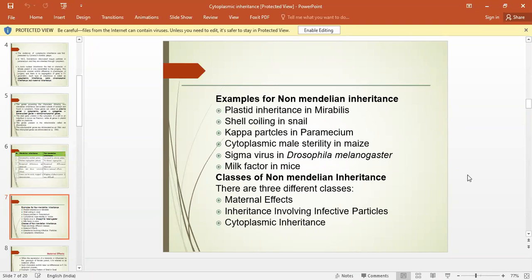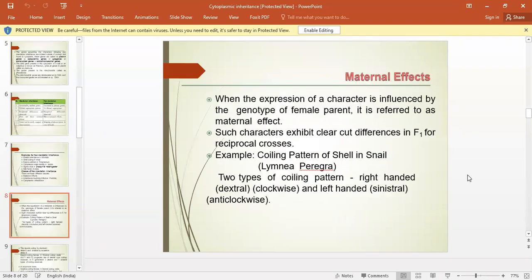Then the classes of non-Mendelian inheritance. So there are three different classes: maternal effect, inheritance involving the infective particles, here the example is kappa particle in the paramecium, and the cytoplasmic inheritance. So first of all, we'll go for the maternal effect.